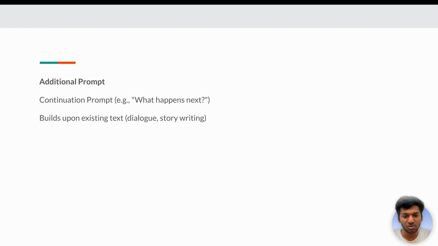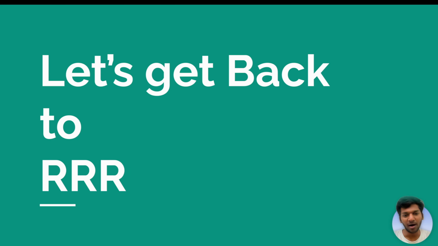Okay, let's see about the additional prompts. Additional prompts are, I mean, continuation prompts. These prompts are used in building upon an existing piece of text or a conversation. They can be helpful for tasks like dialogue generation or story writing. For example, after generating a paragraph of a story, prompting with "what happened next" could generate still more behind that. Okay, let's get back to the RRR prompting part.